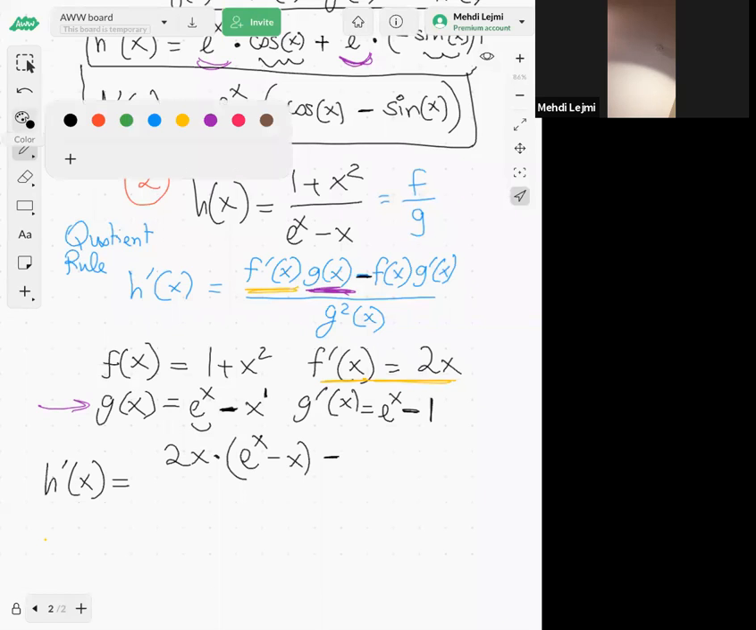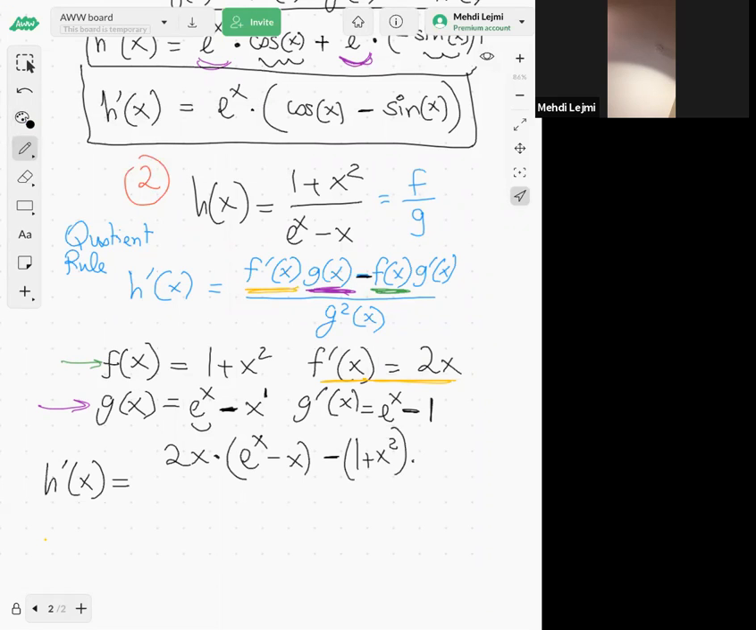F, right? There's this f here. So here's my f. It's 1 plus x squared, minus 1 plus x squared times g prime. There is this g prime here, and g prime, we said it's e to the x minus 1. So it's times e to the x minus 1, over the whole thing over the square of g. So it's g squared, so it's e to the x minus x squared.